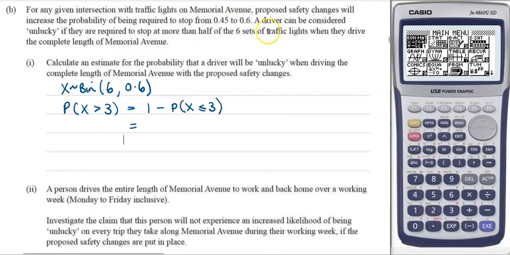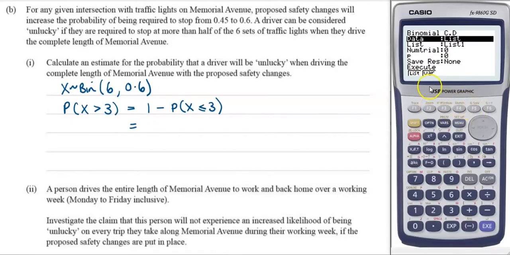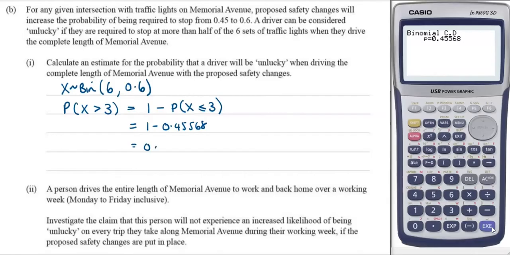Because if we put it that way round, we can do it on our calculator. So we're going over to the stats menu, distributions, binomial. This time it's cumulative, so we want F2, we want everything up to and including 3. Switch it to variable because it had list. Now x is 3, number of trials 6, probability 0.6. So it'll be 1 minus 0.45568, which is 0.54432, or if we're going to round that, 0.544 would be sufficient.